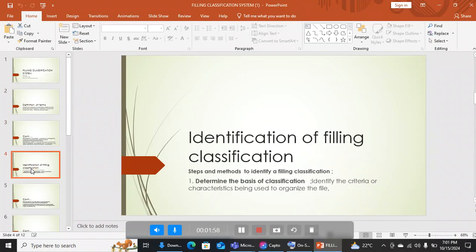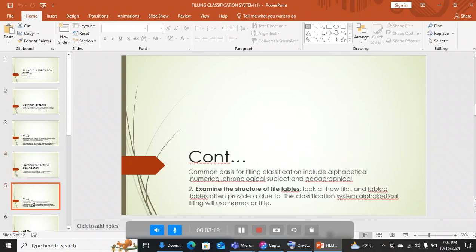Let's go on to identification of filing classification. There are different steps and methods used to identify a filing classification. The first one is determine the basis of classification. This is whereby you identify the criteria or characteristics being used to organize a file. Common bases for filing classification include alphabetical, numerical, chronological, subject, and geographical.